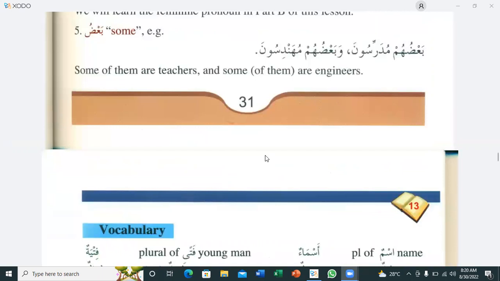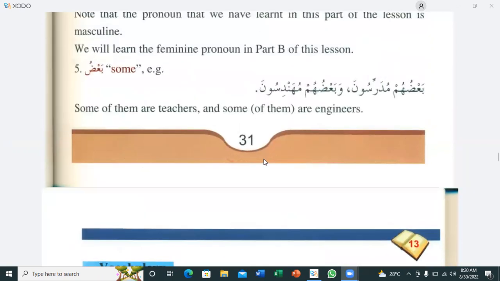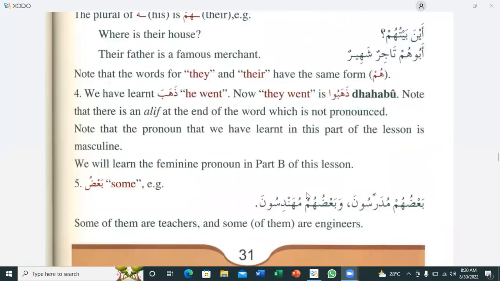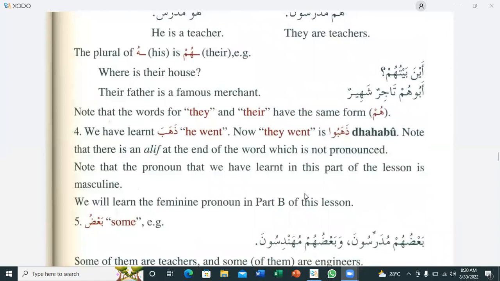And point number five, the last point of this chapter, is Badu. That means some. Like if we say Baduhum Mudarrisuna, that means some of them are teachers. Baduhum Mudarrisuna, some of them are teachers. Wa Baduhum Muhandisuna, and some of them are engineers. Got it, all these points of this chapter?